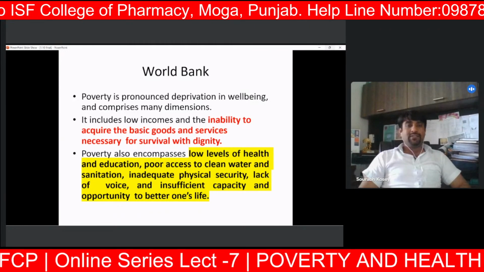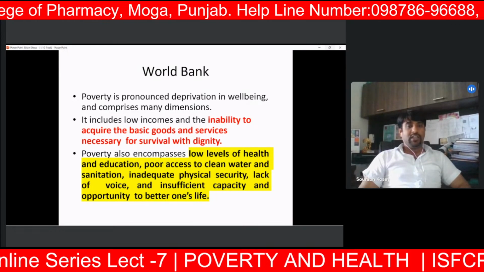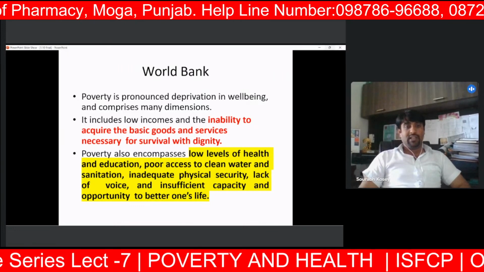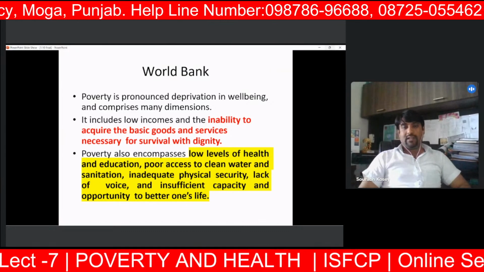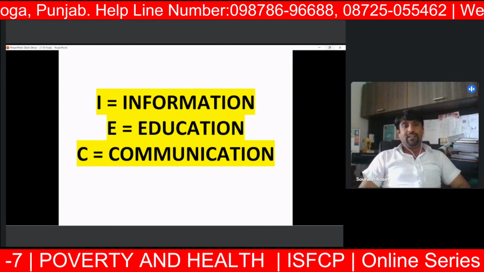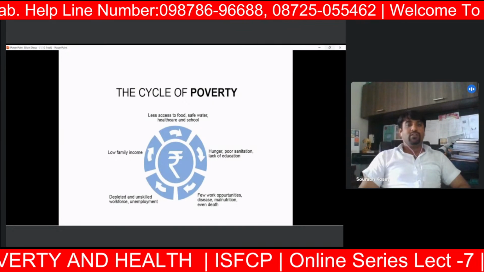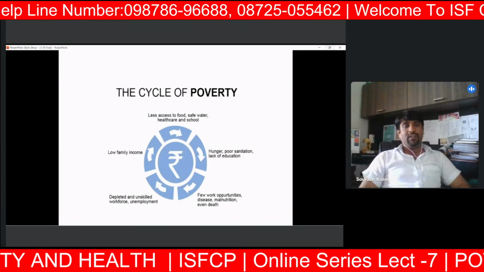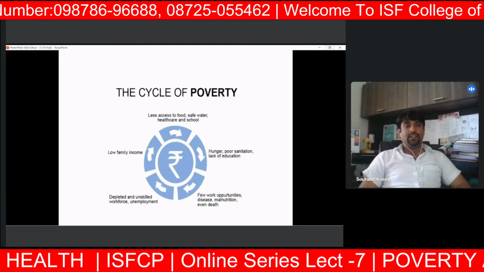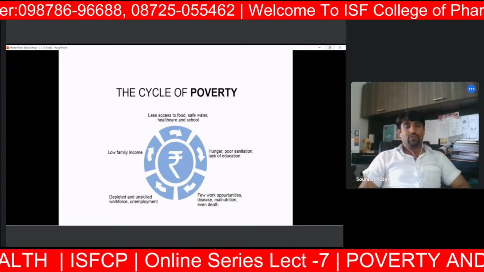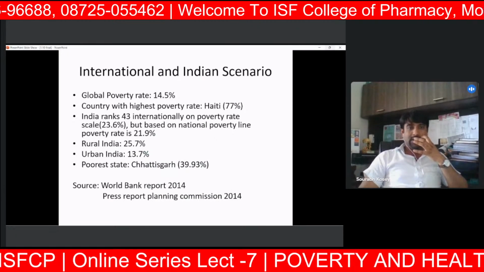Poverty also encompasses low levels of health, education, poor access to clean water, sanitation, inadequate physical security, lack of voice, and insufficient capacity and opportunity to better one's life. So IEC activity takes place, which is called information, education, communication. The cycle of poverty: lack of safe food, water, healthcare, low family income, depleted unskilled workforce, unemployment, few work opportunities, disease, malnutrition, even death, hunger, poor sanitation, lack of education, etc.